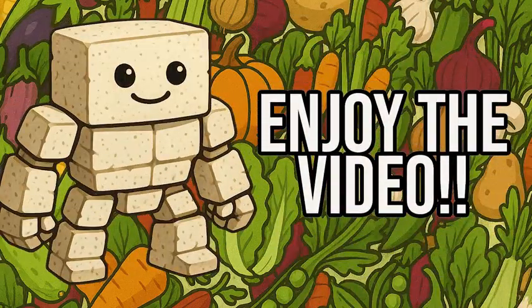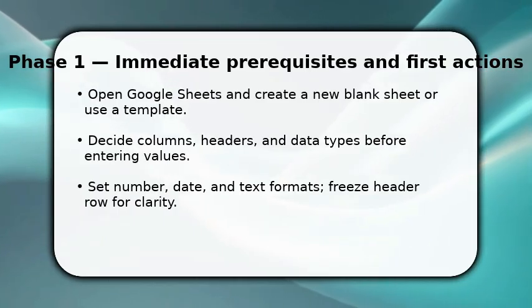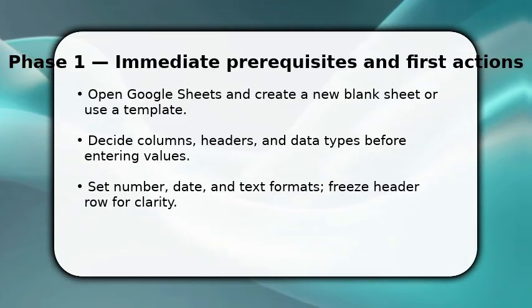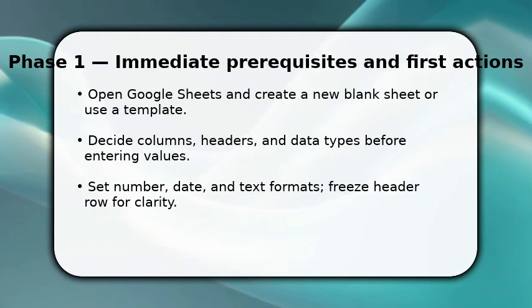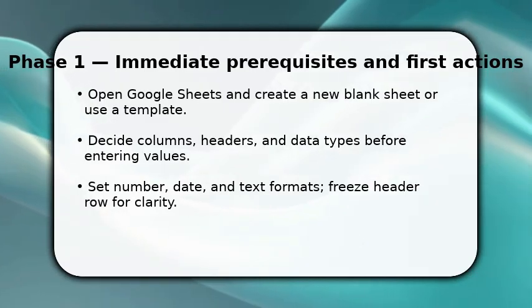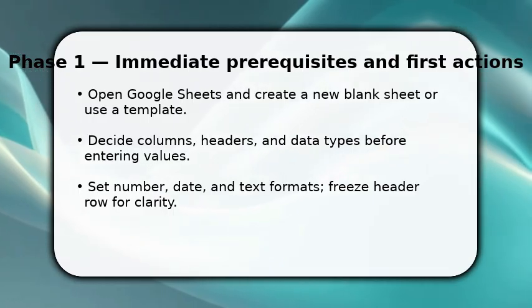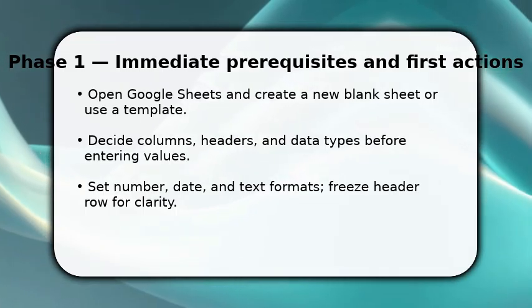Please enjoy the video. You begin by creating a new Sheets file and laying out a simple plan. Open a blank sheet, add headers in row 1, and decide which columns are numbers, dates, or text. This avoids later rework. Once done, freeze the header row and set formats, number, date, or plain text, so entries behave predictably. Make sure to name the file and enable autosave.